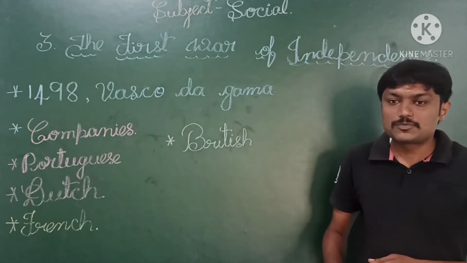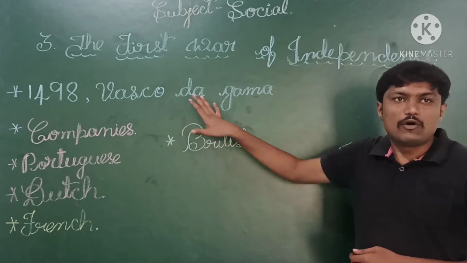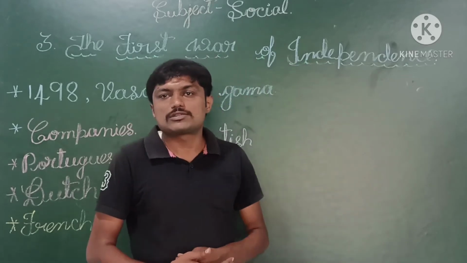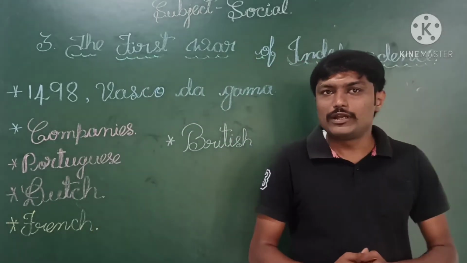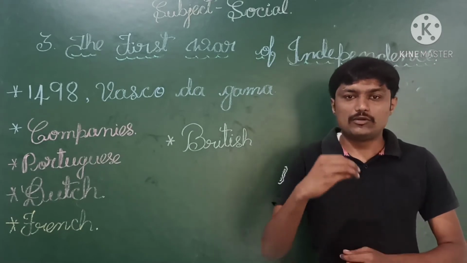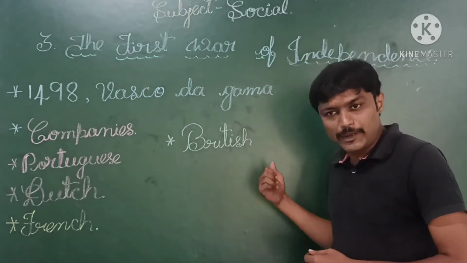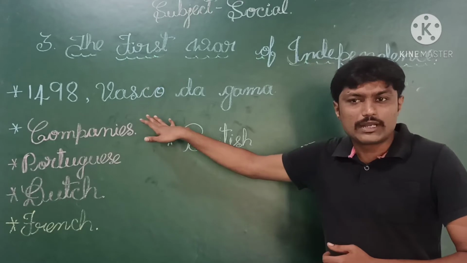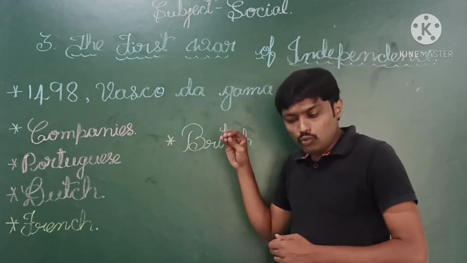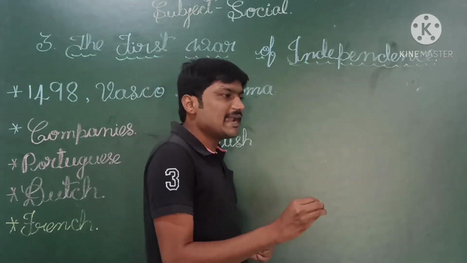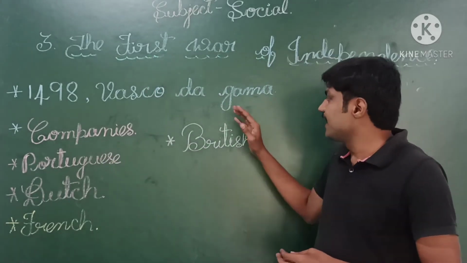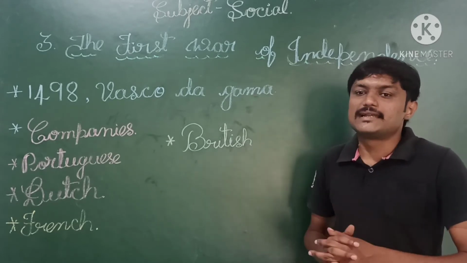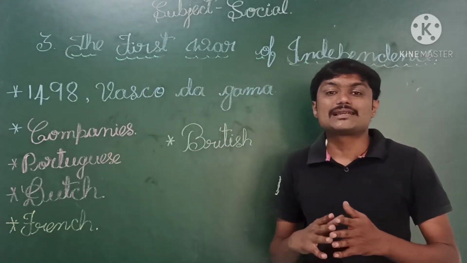In the last class, I explained why Vasco da Gama found the sea route to India, what the need was, and who tried before him, along with other important historical events. Today, in your textbook also, they have mentioned Vasco da Gama. He is the first person who discovered the sea route to India. He landed in Kerala, at a city named Calicut. He landed there and started trading centers, which are called companies.